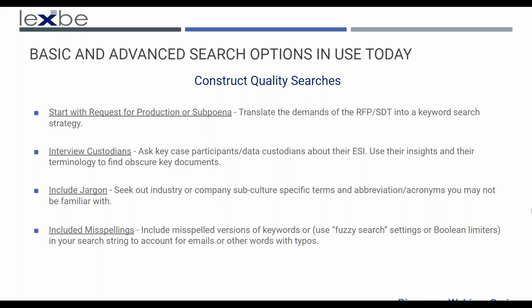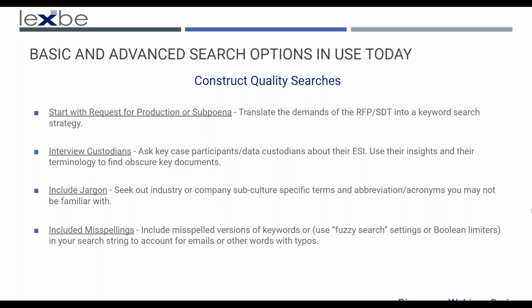is to understand the jargon that's used by your client and/or their employees or other people involved in the litigation. There are definitely industry and company subculture terms and abbreviations that you may not be familiar with as the attorney. They could be something that is specific to the industry that your client is involved in. It could just be a way that that particular company calls things.